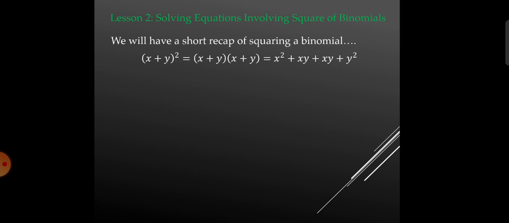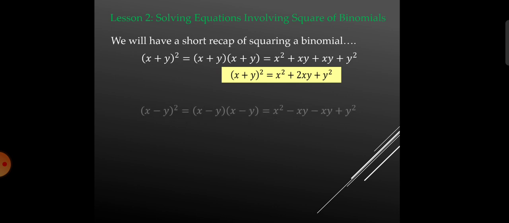So, x times x is x squared. X times y, the outer, is xy. Then the inner, y times x, is also plus xy. Then y times y is plus y squared. So that is the result. Therefore, the square of the sum of a binomial x plus y is equal to x squared plus twice xy plus y squared.